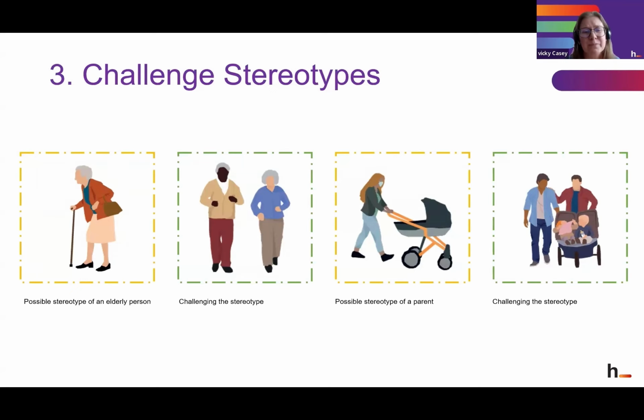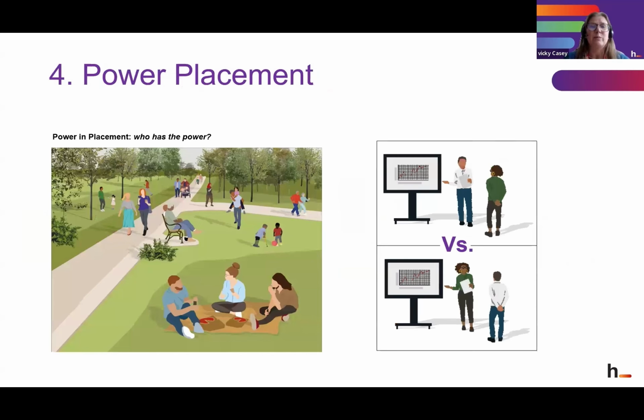And the next one. So then we get on to power in placement, and the image on the left shows a kind of populated park. There's a good mix of different ethnicities, different people with different skin colors. There's a good mix of ages. There's a small pair of children playing. In the background, there's an older couple going for a jog.